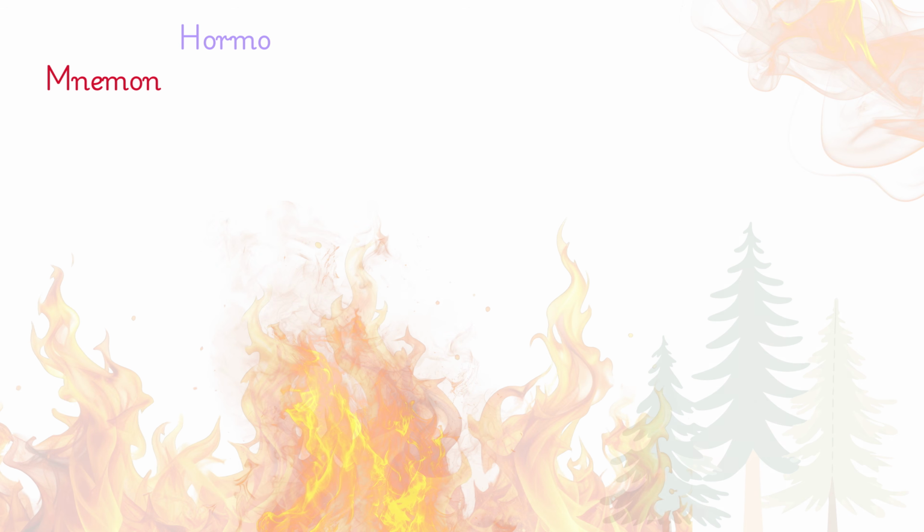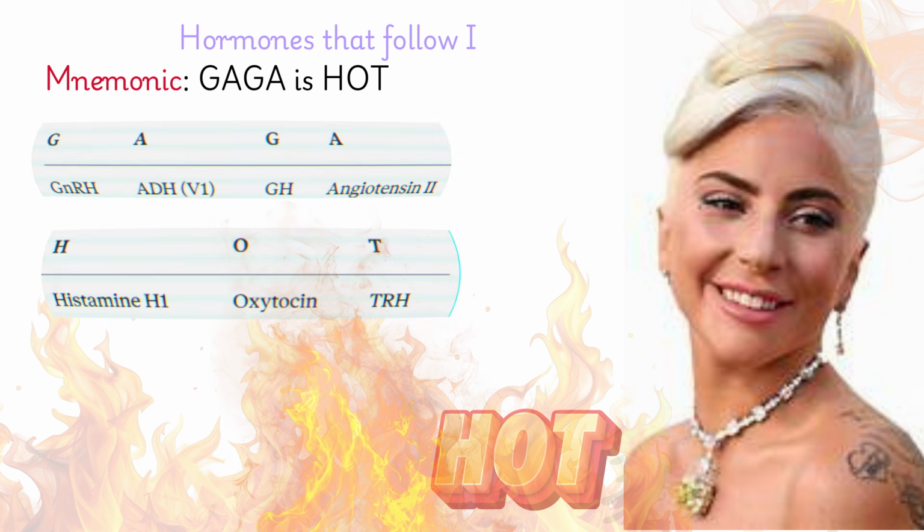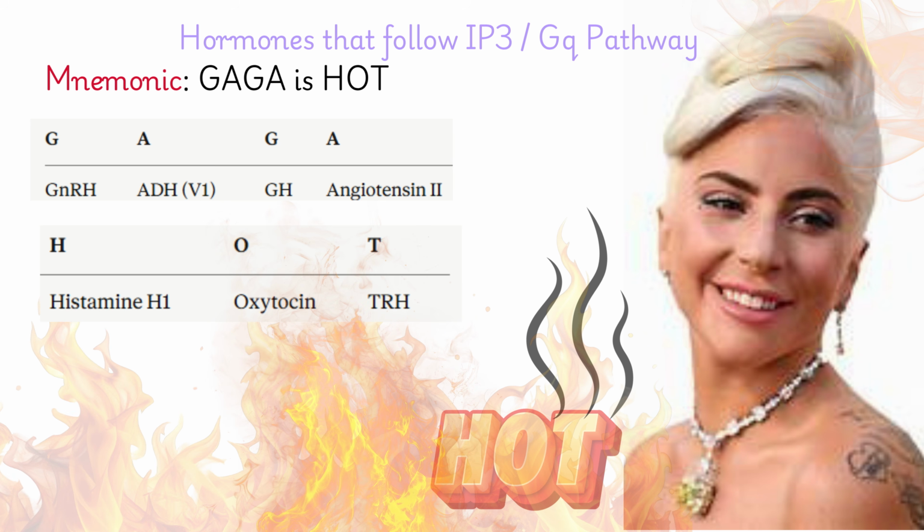Now the second pathway is the IP3 pathway, also called the GQ pathway. The mnemonic for this pathway is GAGA is hot. G is for GnRH, gonadotropin-releasing hormone. A is for ADH, but this time remember it acts through the V1 receptor, not V2. G is for growth hormone. A is for angiotensin II.